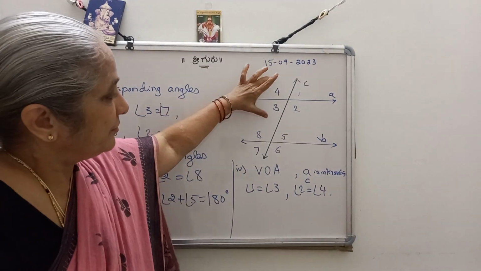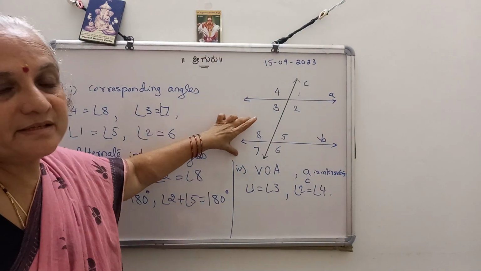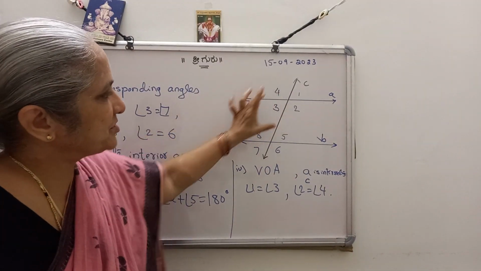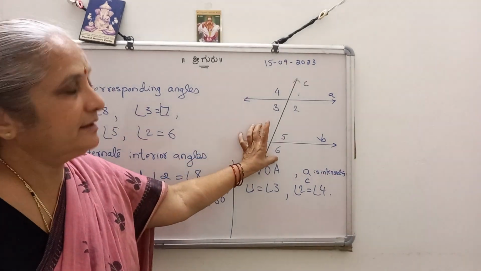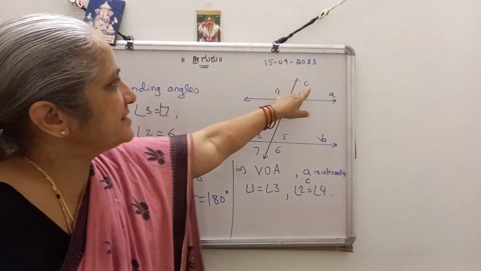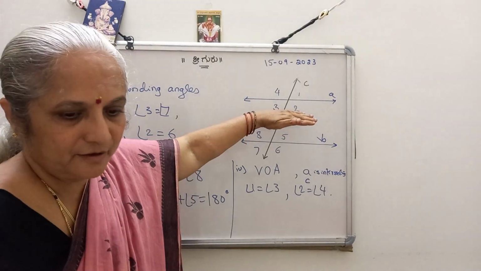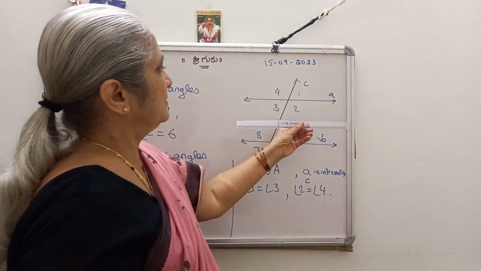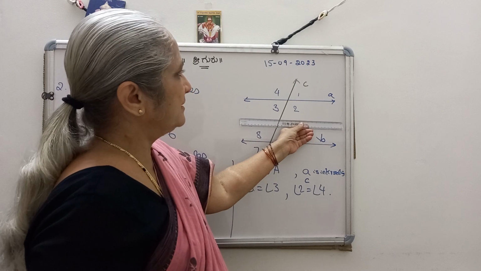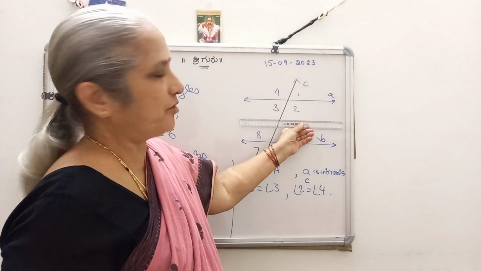Here, pairs of vertically opposite angles are formed in this figure because there are two pairs of intersecting lines and one pair of parallel lines. Lines A and C are intersecting and they are forming four angles, where two pairs of vertically opposite angles are formed.